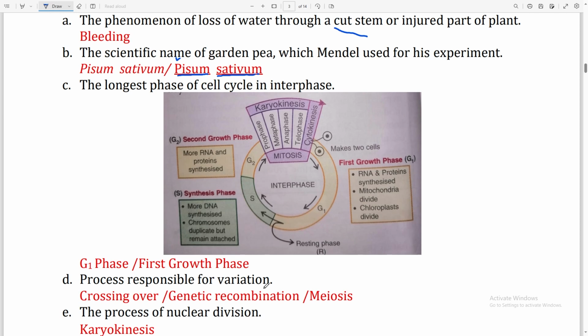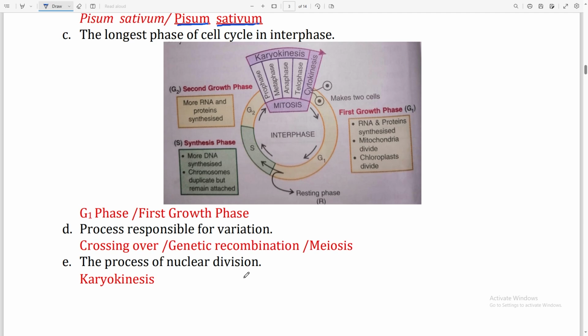Process responsible for variation. The appropriate answer is crossing over. You can write genetic recombination also, and these two are parts of meiosis. So for the most appropriate answer you have to choose either the first or the second. The process of nuclear division. Nucleus is known as karyon and division is known as kinesis. So division of the nucleus is known as karyokinesis.